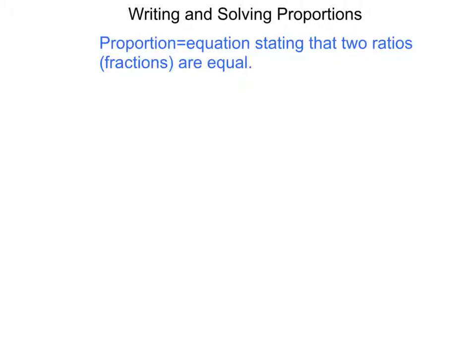So let's start by talking about what a proportion is. A proportion is an equation that states that two ratios or fractions are equal to each other. For example, we could have a proportion that says 1/2 is equal to 4/8, right? It's just an equation telling us these two fractions equal each other. You might also have something that says 3/5 is equal to 9/15.